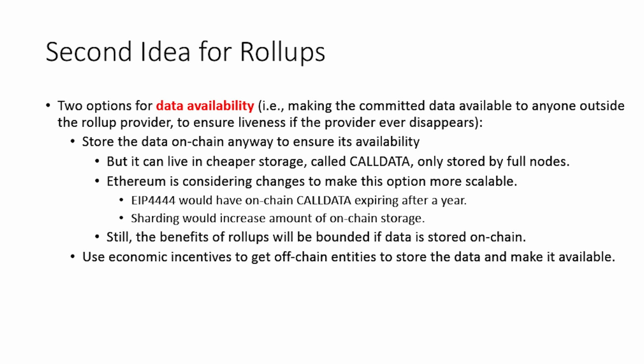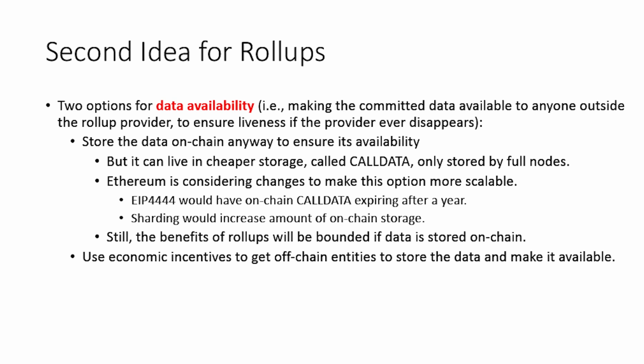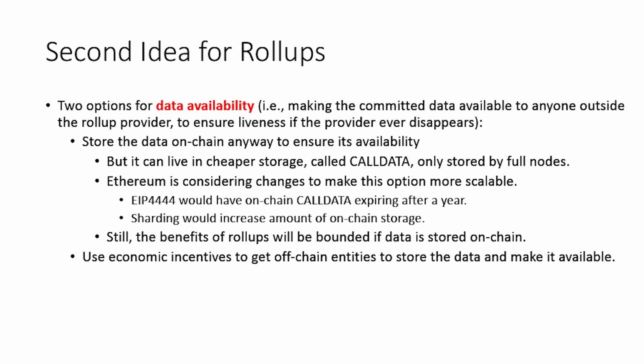Moreover, Ethereum is considering changes to the protocol itself to make this semi-on-chain option more scalable. I know they're considering letting call data expire after a year and then move to the second option for stale call data. If they implement sharding, which is going to happen sometime after the merge, it's kind of late in the game plan, that will increase the amount of on-chain storage. I'm probably going to say this wrong, but there are multiple related blockchains getting stored, so each shard is kind of like its own chain. I shouldn't have said anything because I'm probably saying it wrong. Anyway, it's going to increase the amount of on-chain storage.